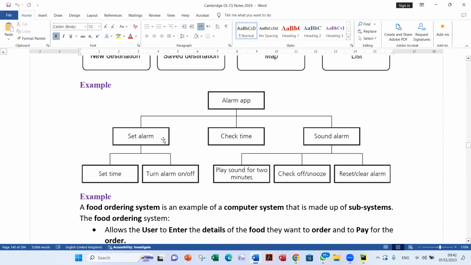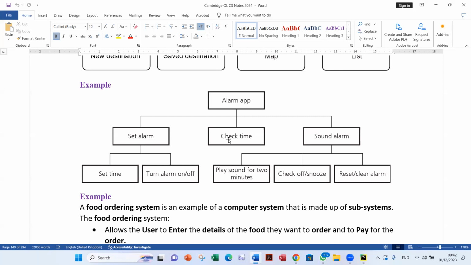Okay, so alarm, this is set alarm, check time. Check time is no further split. I can give a reason why. Sound alarm. Set alarm is split into set time, turn alarm on and off. Check time is not split. Because I would introduce you to what I'm going to say shortly.